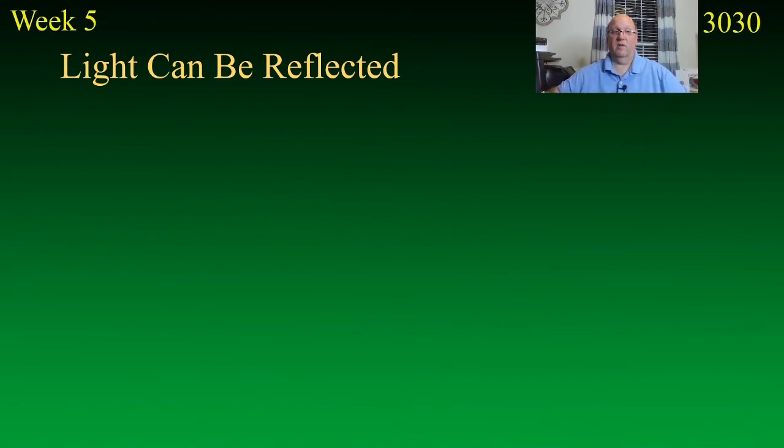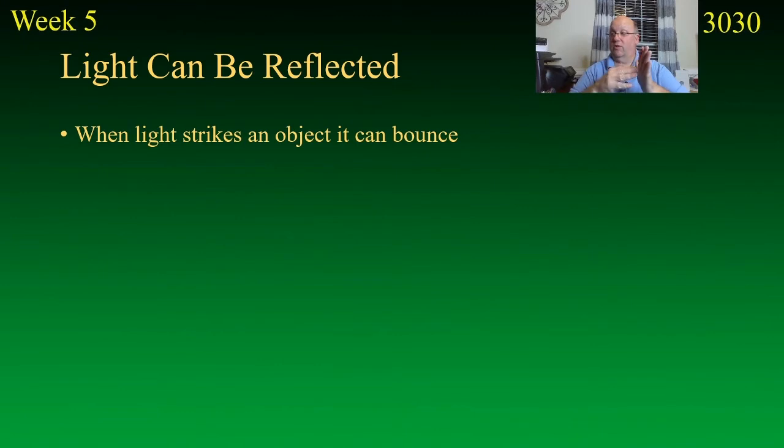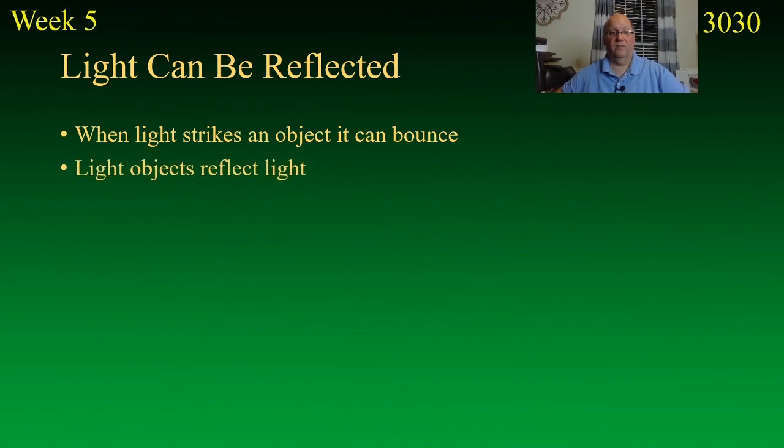And conversely, light can be reflected. When light strikes an object, it can bounce. And so instead of just stopping when it comes to the object, it comes back. It bounces off the object. And usually that's going to be strategically. It's like a ray of light's going to go like that. It's going to bounce off in a different direction. And so the object will reflect light in that fashion.